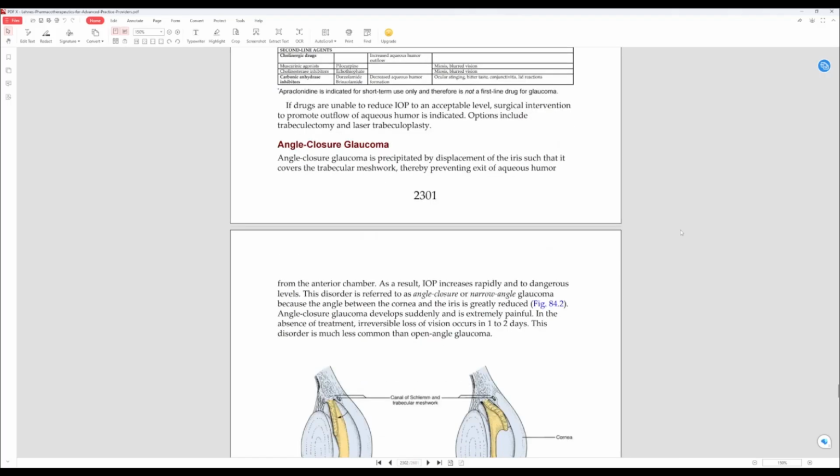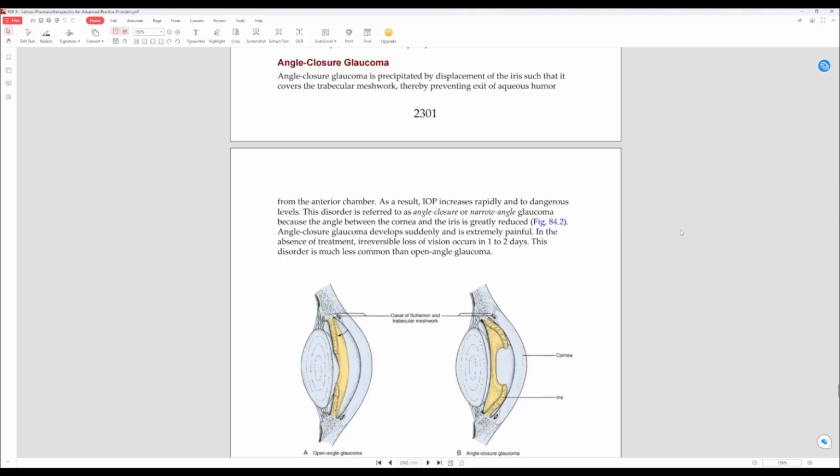Which now brings us to angle closure glaucoma. Angle closure glaucoma is precipitated by the displacement of the iris, such that it covers the trabecular meshwork, thereby preventing exit of aqueous humor from the anterior chamber. As a result, IOP increases rapidly and to dangerous levels.